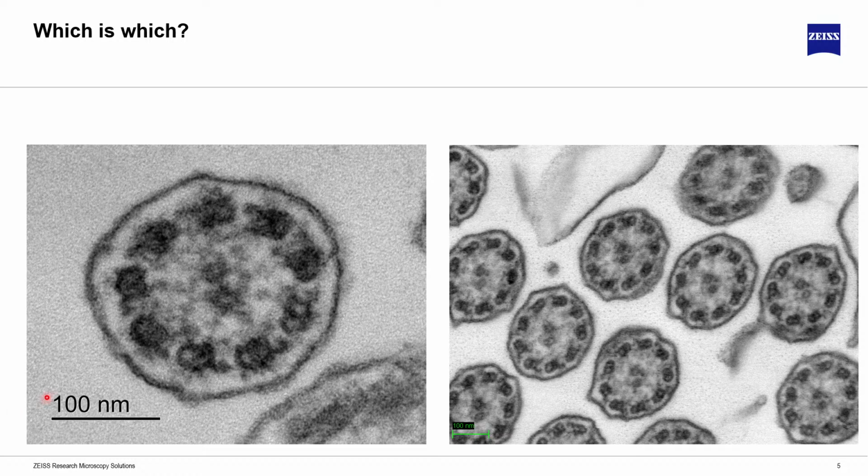Okay. Now, here is the answer. The left image is from a TEM and the right image is from an SEM. Here, this is a cilia structure, a very typical structure for many different life science samples. Here you can see the doublets of the microtubules. Here are these dynein arms, very typical if you are looking for them.